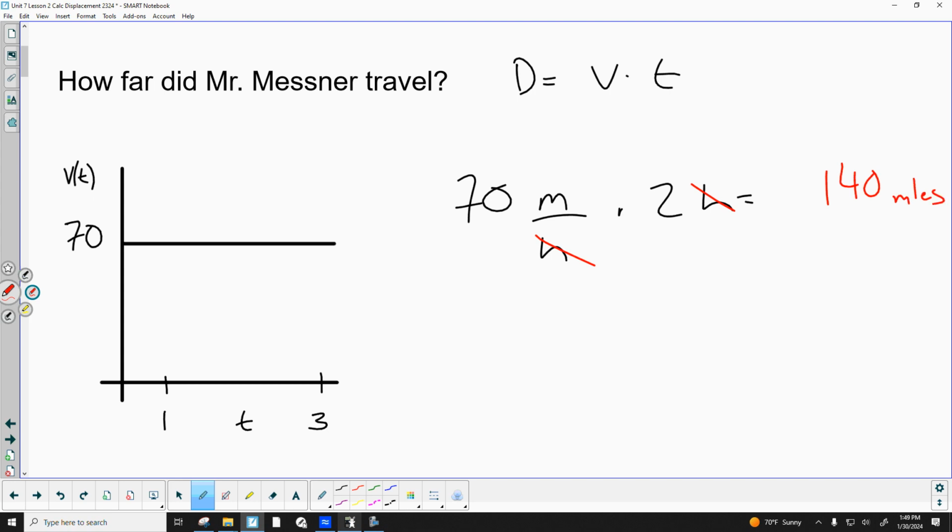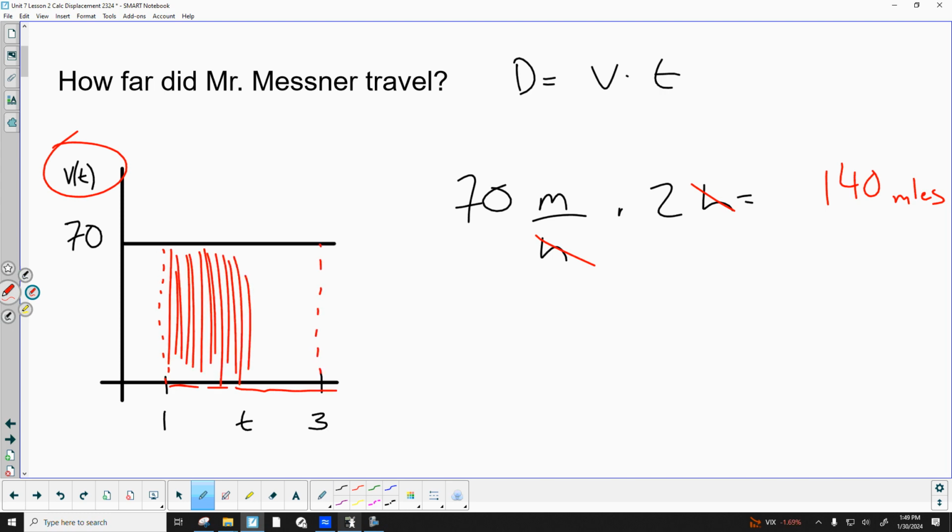Now, what is the visualization of that 140 miles? Well, if I look at the graph of velocity, where does 140 show up? It would be this 70 times these 2 hours, or this area. Would you agree that this area, which is a height of 70 and a width of 2, would be 140? Cool. This is something easily calculated. We didn't need a calculator to do it because it's a constant velocity over the course of 2 hours.